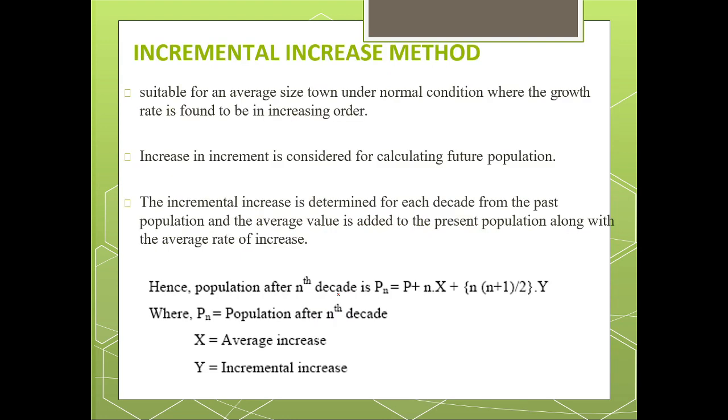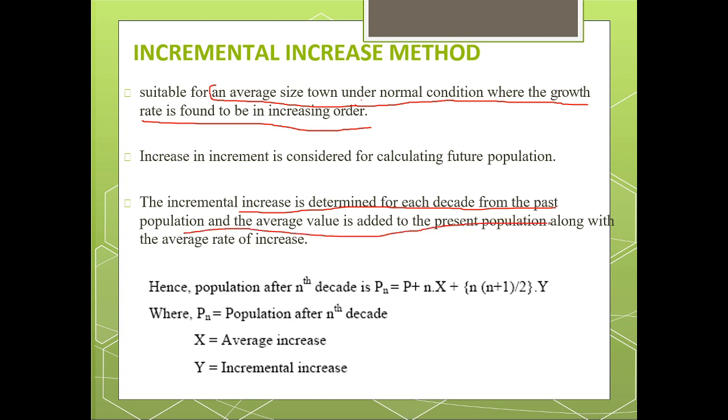Next, the incremental increase method is suitable for an average size town under normal conditions where the growth rate is found to be increasing. The increase in increment is considered for calculating the future population. The incremental increase is determined for each decade from the past population, and the average value is added to the present population along with the average rate of increase.